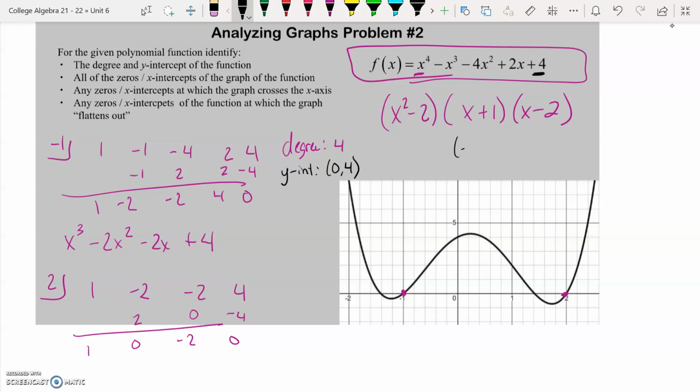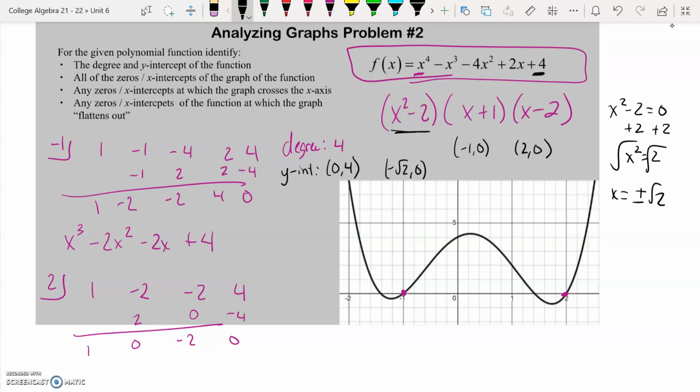And it says, what are the x-intercepts? So the x-intercepts would be -1, 0, 2, 0. Those are the easy ones. And then this one you have to do synthetic division to get to, and then you would set it equal to 0, and then you would square root it. So you'd have plus or minus square root of 2. So you'd say negative square root of 2, 0, positive square root of 2, 0. So that would be your 4 x-intercepts, and that's why these are decimals right here on these ones. So the ones that I circled in black would be those.